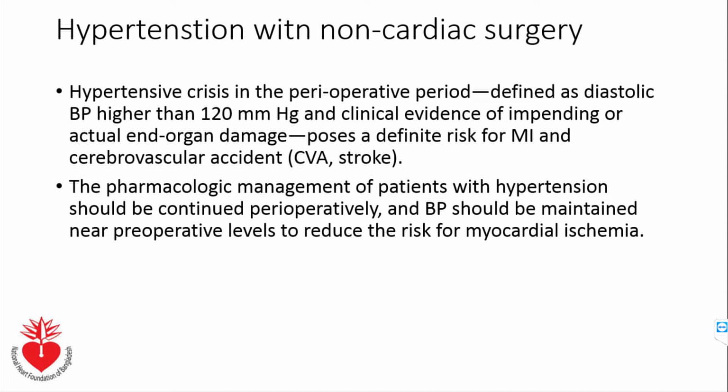Next is hypertension with non-cardiac surgery. If the patient has a high blood pressure of 120 millimeter of mercury diastolic, which is the definition of hypertensive crisis, the patient has an increased risk for MI and cardiovascular events. The pharmacological treatment of hypertension should be continued preoperatively, and BP should be maintained near the preoperative level to reduce the risk of myocardial ischemia.